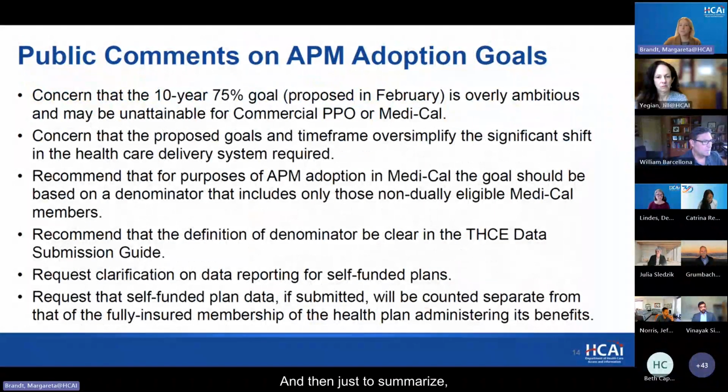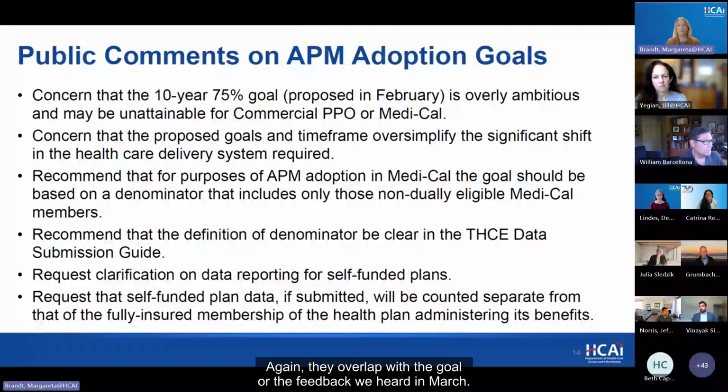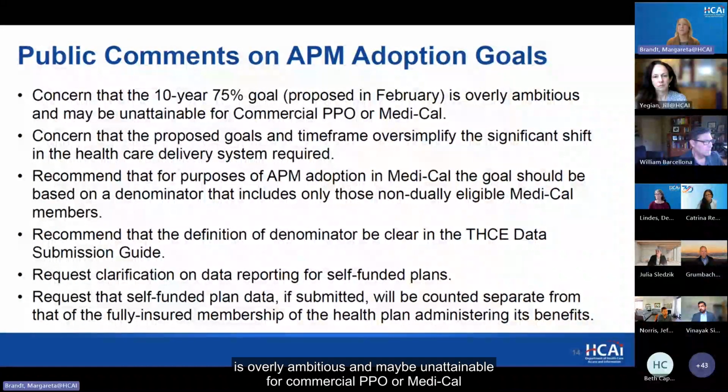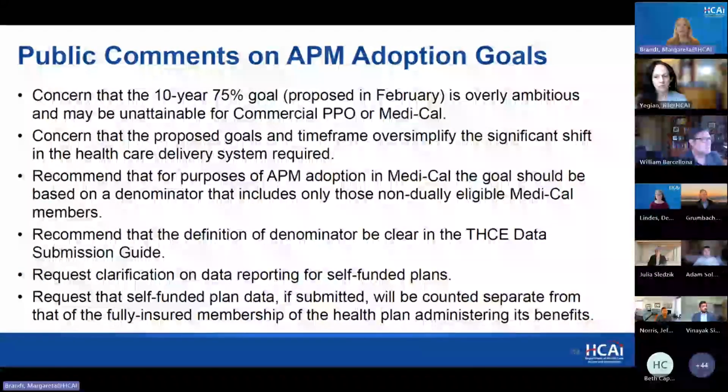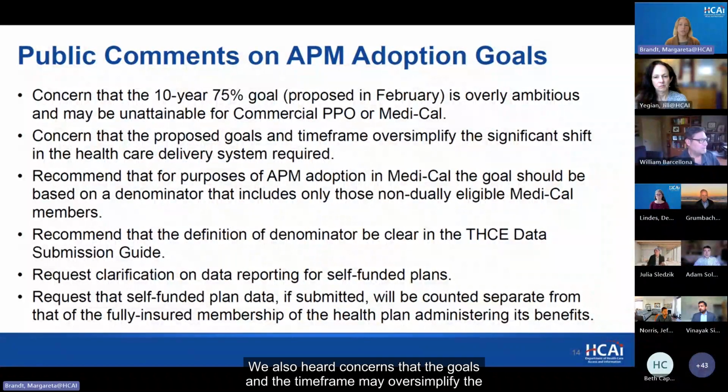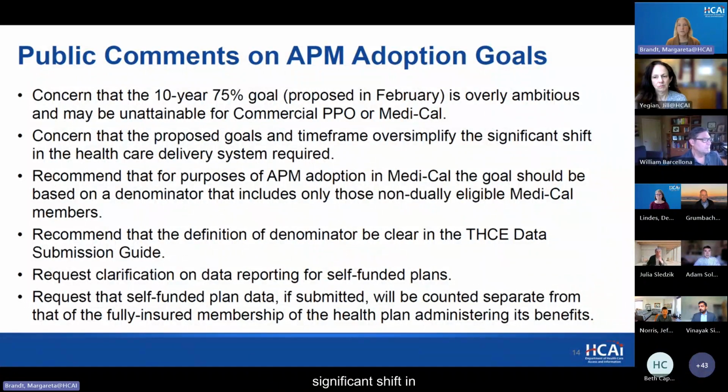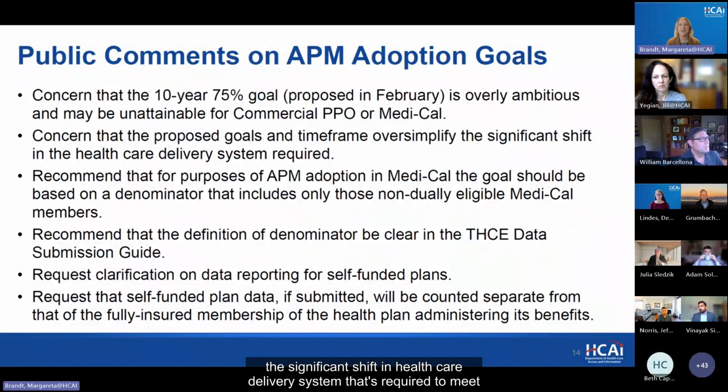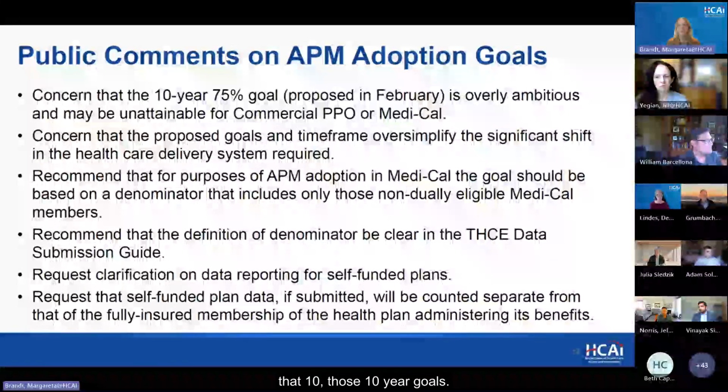And then just to summarize, when we presented the goals we shared in February to the board, these are some of the key themes we heard in public comment. Again, they overlap with the feedback we heard in March. There's one concern that the 10-year 75% goal is overly ambitious and maybe unattainable for commercial PPO or Medi-Cal lines of business. We also heard concerns that the goals and the timeframe may oversimplify the significant shift in the healthcare delivery system that's required to meet those 10-year goals.